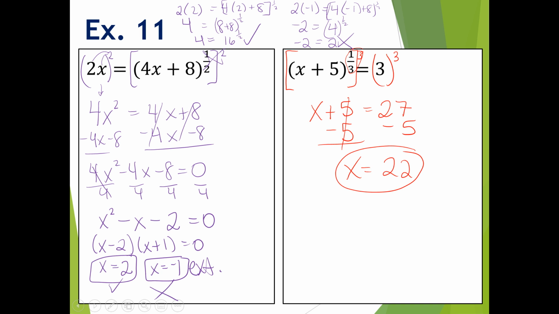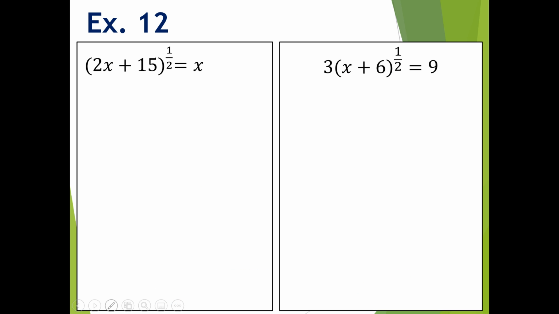It's here. Okay, we have one more annoying one, then one more easy one, and then we're done. Okay, so example 12, we got an even power, and we have x terms on both sides. So again, that's going to make it a little bit annoying. Okay, so we're going to raise these both to the 2nd power.